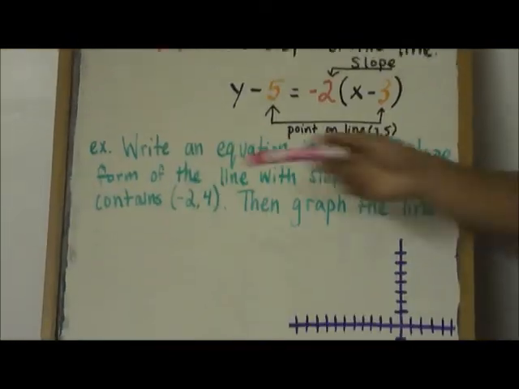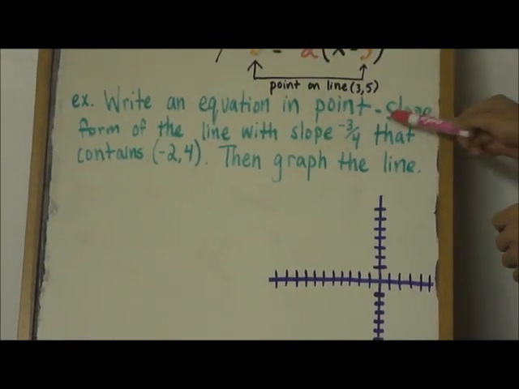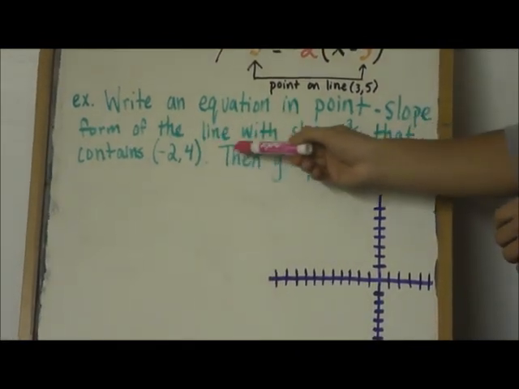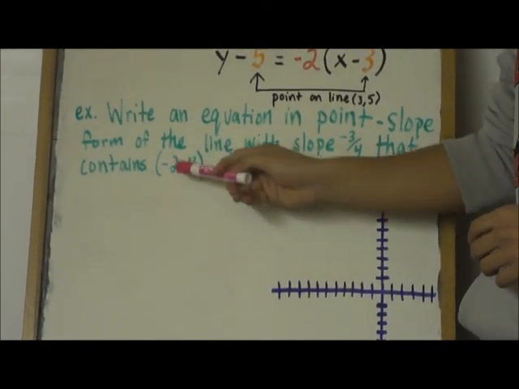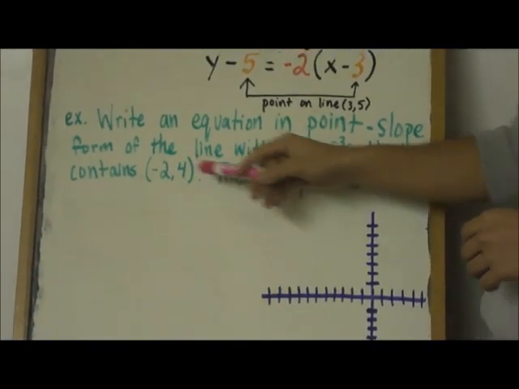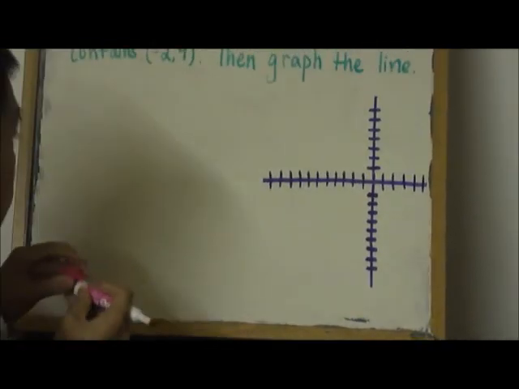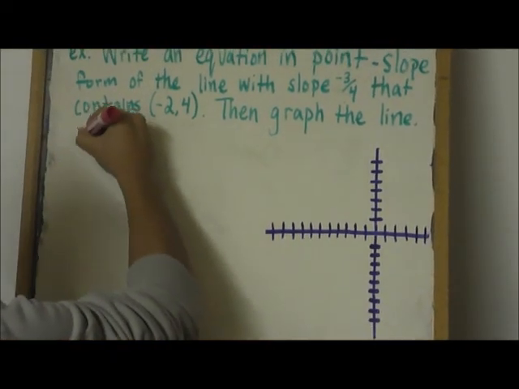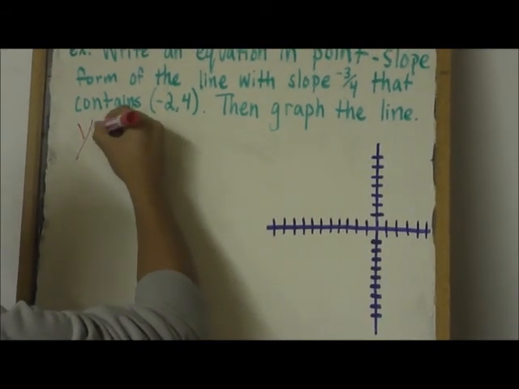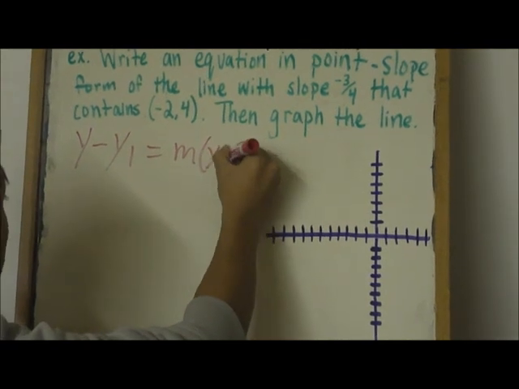Let's take it down here to the sample problem. Write an equation in point-slope form of the line with slope -3 over 4 that contains -2, 4. That's the point on the line. Then graph the line. Let's take it back up to the equation, which was y minus y1 equals m parentheses x minus x1.